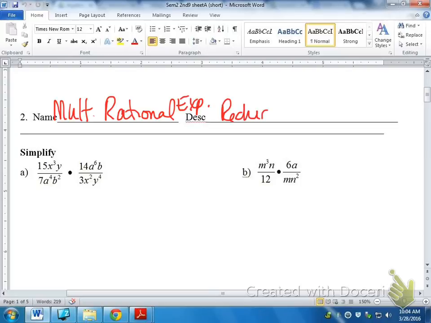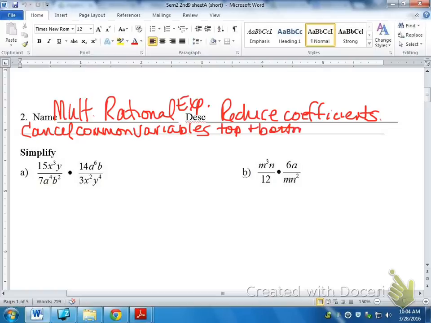Reduce coefficients. This is similar to one that we did last time. Cancel common variables. Sound familiar? This one's divide monomial. Yes. Cancel common variables, top and bottom. Multiply. Common factors? Nope. Multiply and rewrite. So the difference from what we did in the past, there was just one thing sitting there that we canceled.